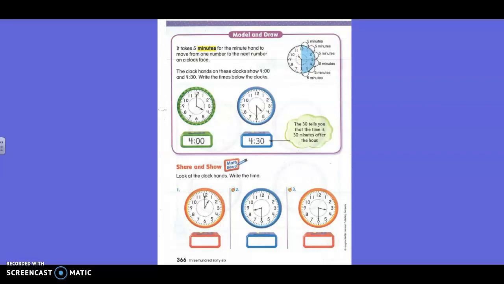Halfway in between 4 and 5. Okay. So let's do share and show. It says, look at the clock hands. Write the time. Okay. Right now, I want you to just write 2 dots in the middle, so that you know that you're going to put an hour and then minutes. Okay?